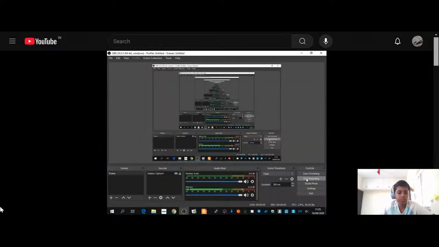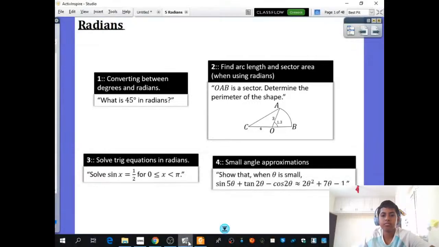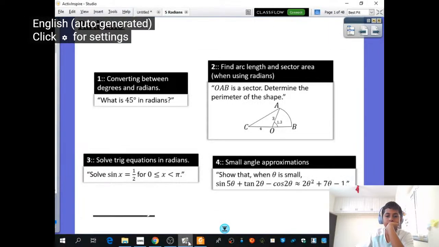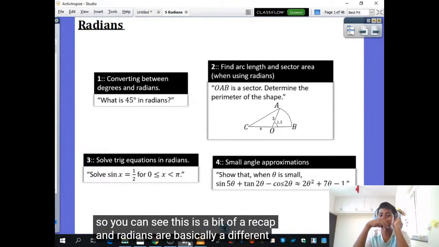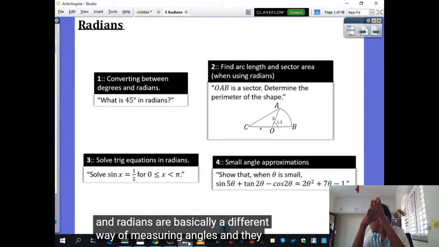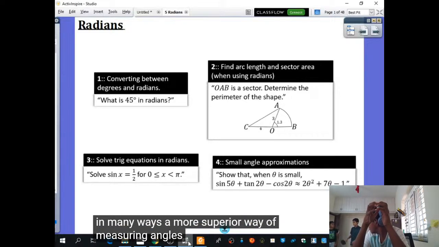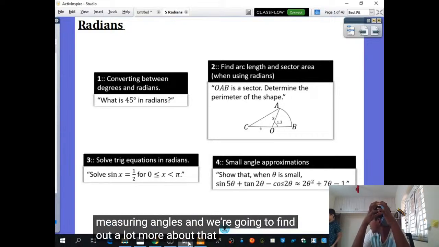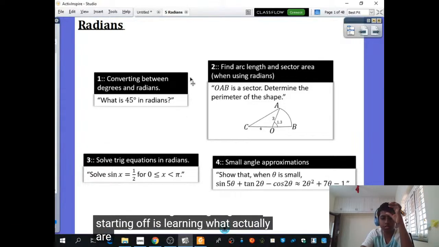And then we're going to be looking at radians. And radians you may have heard of. There are people in the class, if you do further maths, you probably know some of this already, so you can see this as a bit of a recap. Radians are basically a different way of measuring angles, and in many ways a more superior way of measuring angles. We're going to find out a lot more about that. So the first thing we're going to start off with is learning what actually are radians.